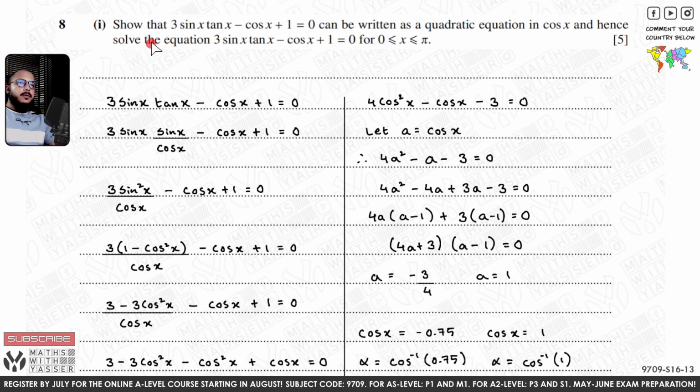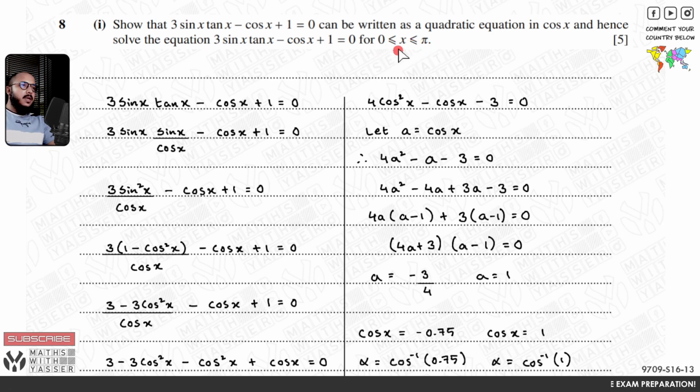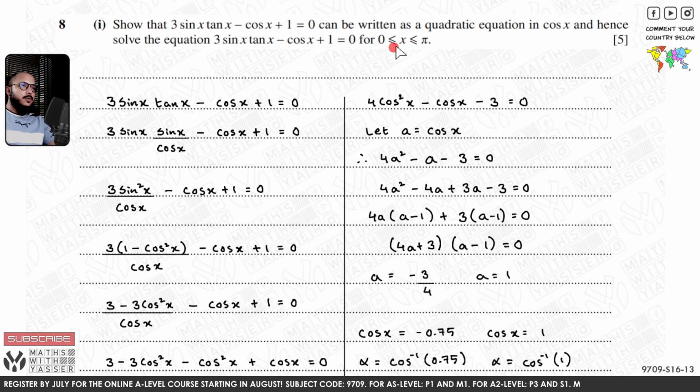Question number 8. Show that 3 sin x tan x minus cos x plus 1 equals 0 can be written as a quadratic equation in cos x, and hence solve the equation 3 sin x tan x minus cos x plus 1 equals 0 for x lies between 0 and pi, and both these values are inclusive because it is less than or equal to.